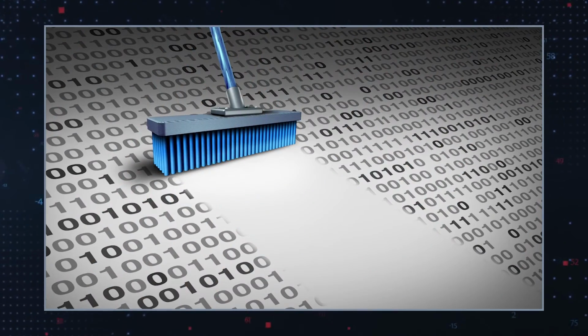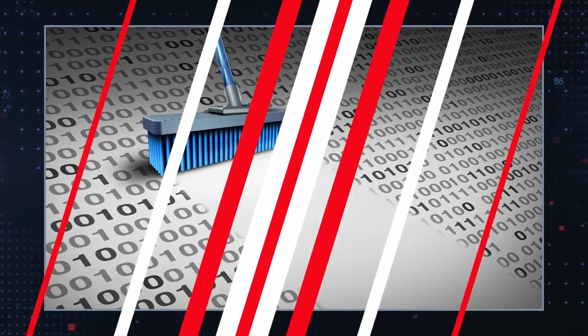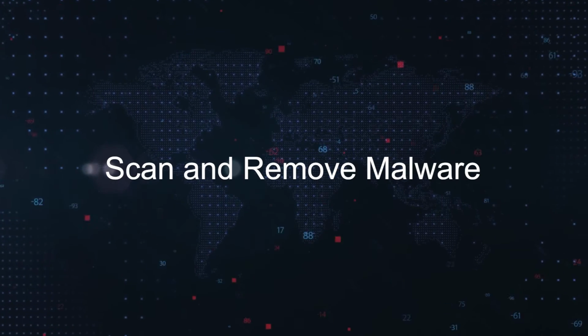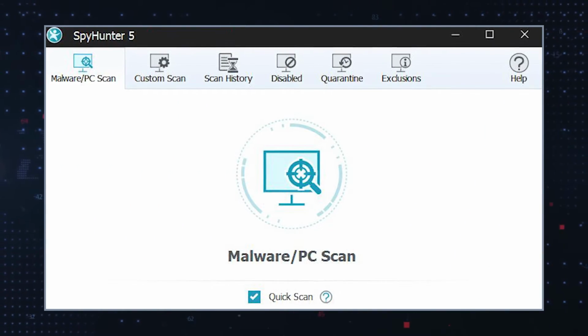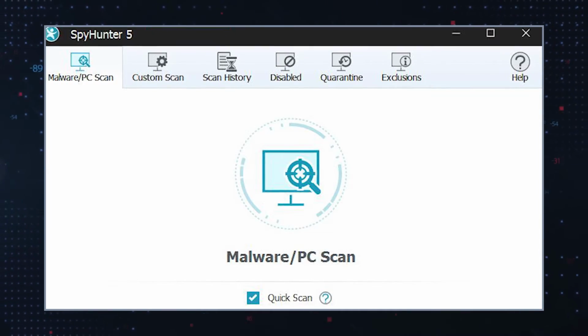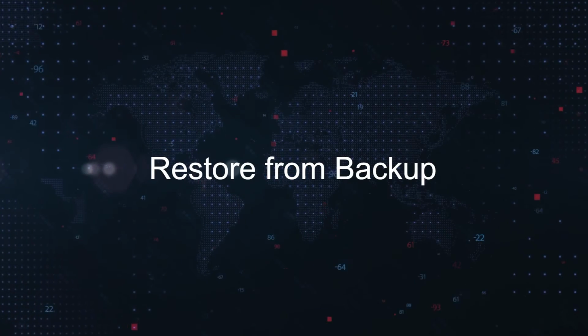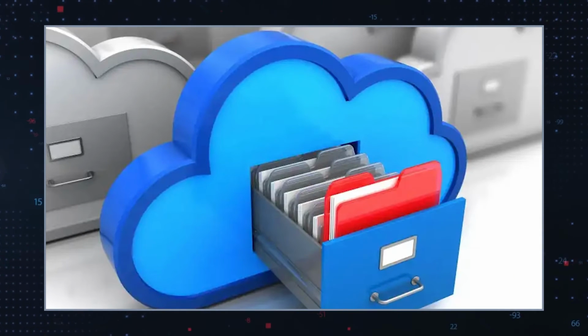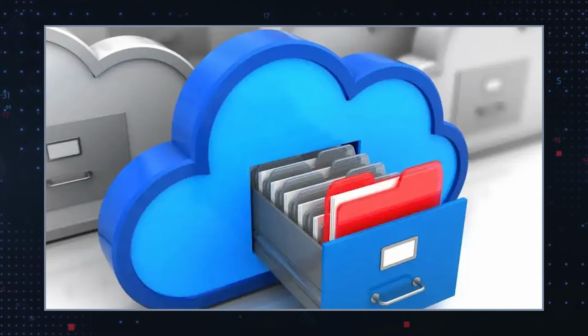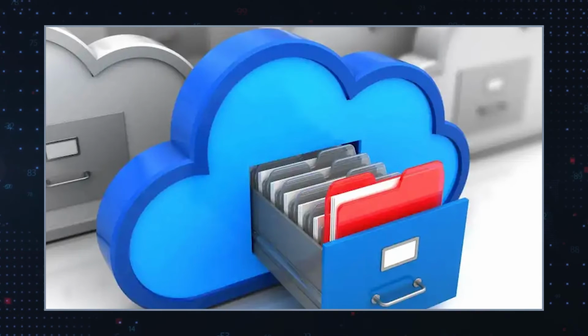Clear temporary files and caches to remove any remnants of the malware. Scan and remove malware. Use reputable antivirus or anti-malware software to perform a thorough system scan and remove any traces of Reload Ransomware. Restore from backup. If available, restore encrypted files from a backup created before the ransomware attack occurred.